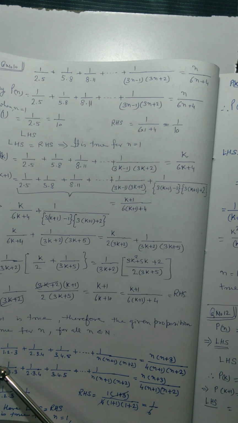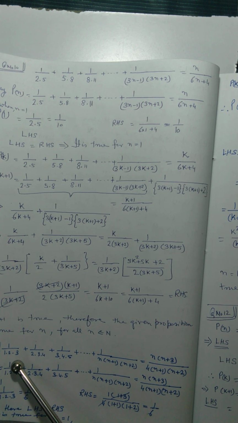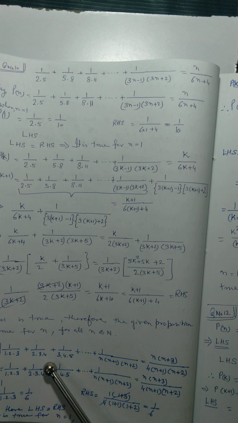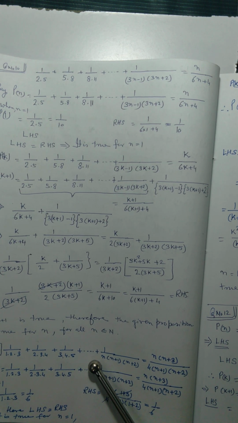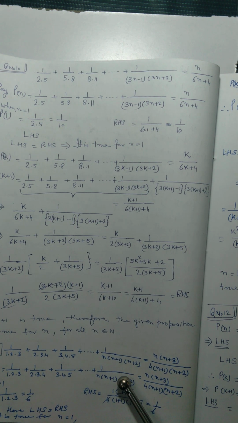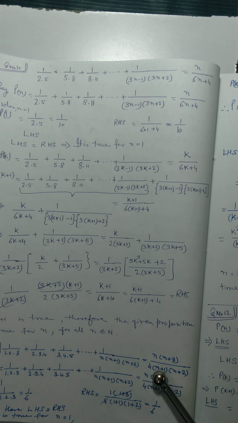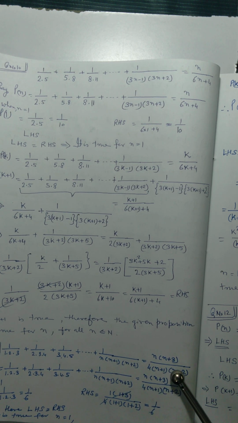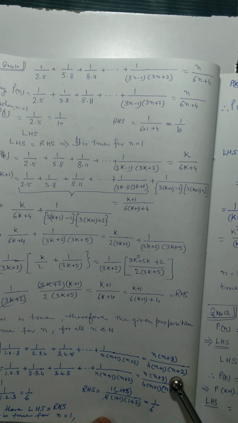Now come to question number 11, that is 1 upon 1 into 2 into 3 plus 1 upon 2 into 3 into 4 plus 1 upon 3 into 4 into 5 plus dash dash plus 1 upon n into n plus 1 bracket closed into n plus 2, that is equal to n into n plus 3 in the second bracket, whole upon 4 into n plus 1 into n plus 2.